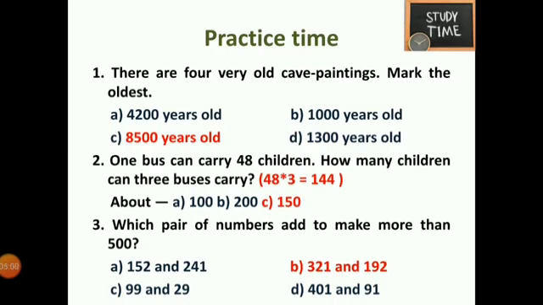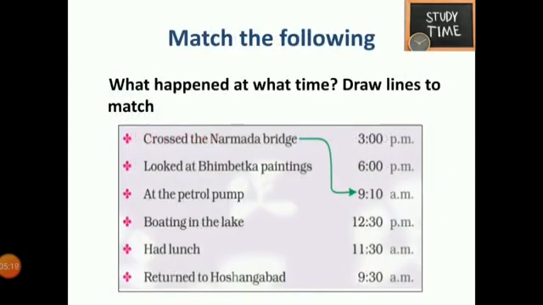Which pair of numbers add to make more than 500? So you have to add all the options and check which is more than 500 when you add. Here the answer is 321 and 192.